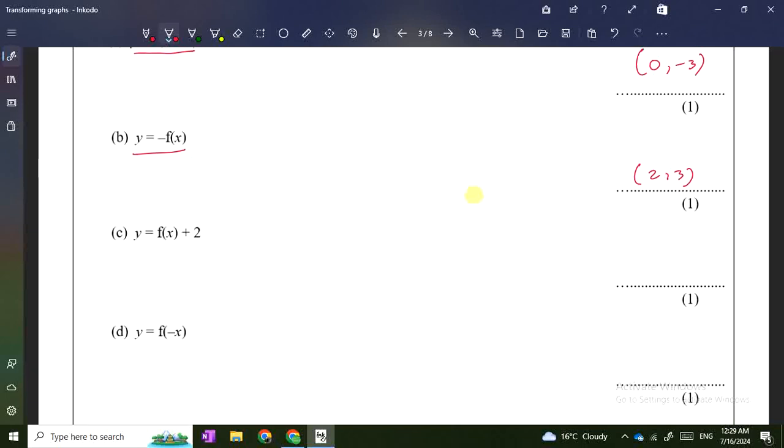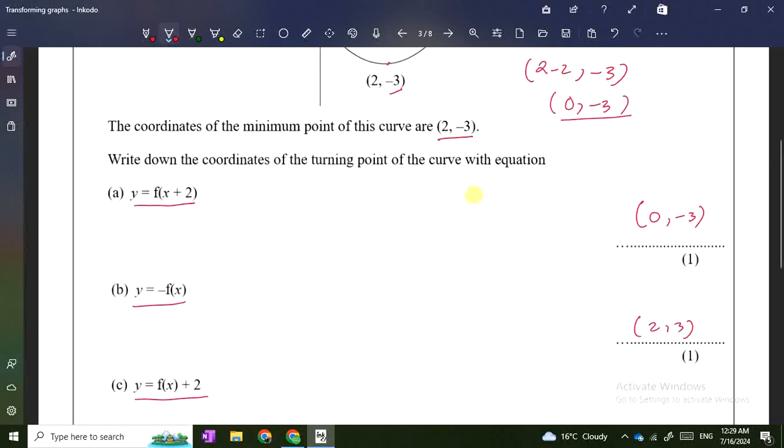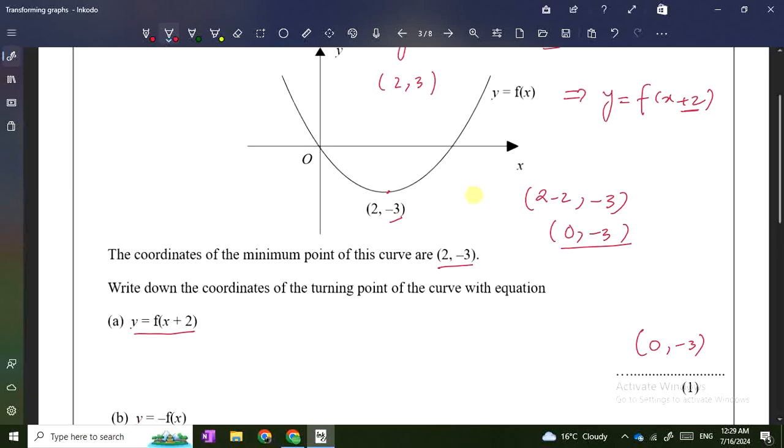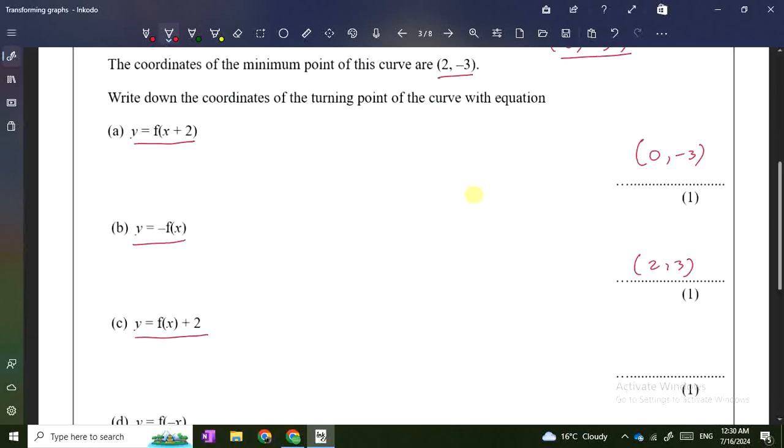Okay, so the next part C is y equals f of x plus 2. So we have to write the coordinates for y equals f of x plus 2. There is a change, an addition of 2 outside the function, so you have to do the same operation with the y coordinate. If you add 2 to the y coordinate, minus 3 plus 2 will be minus 1. So 2 and minus 1 will be the coordinates of this function.